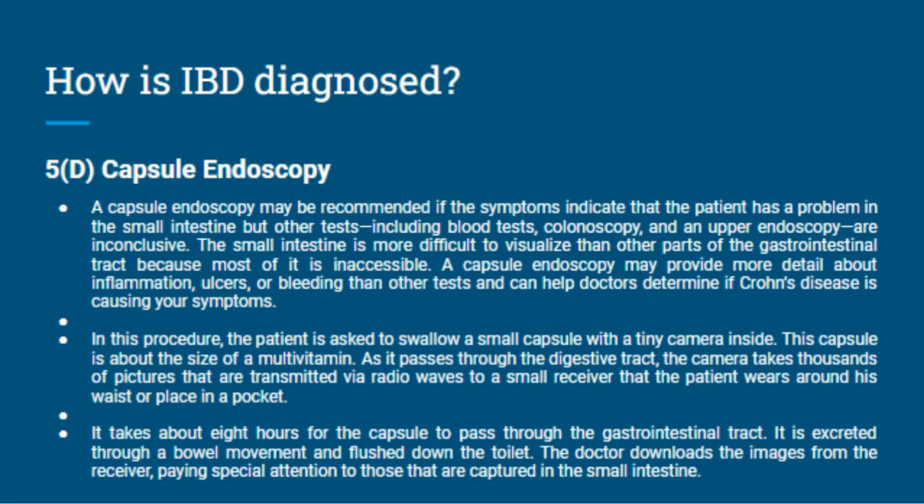As it passes through the digestive tract, the camera takes thousands of pictures that are transmitted via radio waves to a small receiver that the patient wears around his waist or places in a pocket. It takes about 8 hours for the capsule to pass through the gastrointestinal tract. It is excreted through a bowel movement and flushed down the toilet. The doctor downloads the images from the receiver, paying special attention to those that are captured in the small intestine.